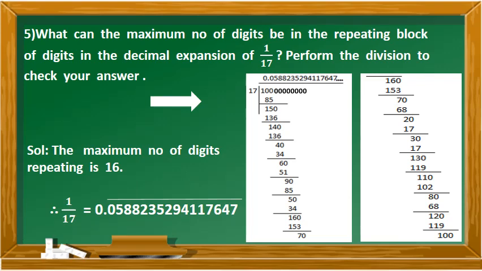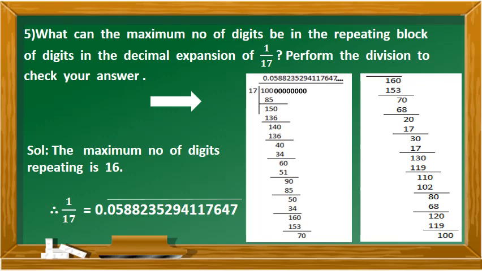Fifth sum is, what can the maximum number of digits be in the repeating block of digits in the decimal expansion of 1 by 17? Perform the division to check your answer. Now, on dividing 1 by 17, you get nearly 16 steps, and at last you get the remainder as 1. So when we get the remainder as 1, it is the same as the dividend 1. So we stop our division. We have seen that the remainder does not become 0. And what happens is, the division again becomes the same as it was from the beginning.